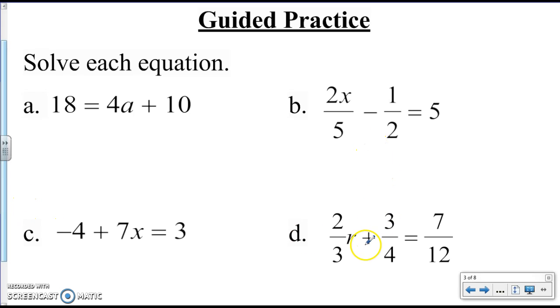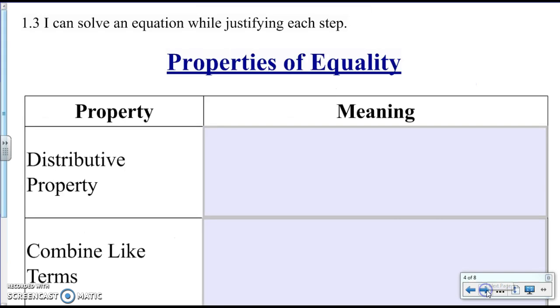Okay, for B and D, you're going to multiply by common denominator. So this one I'm going to multiply by 10 on everything. This one I'm going to multiply by 12. Okay, hopefully that's enough to get you started. Please speak up if you have a question. Let us know and we can help you out.